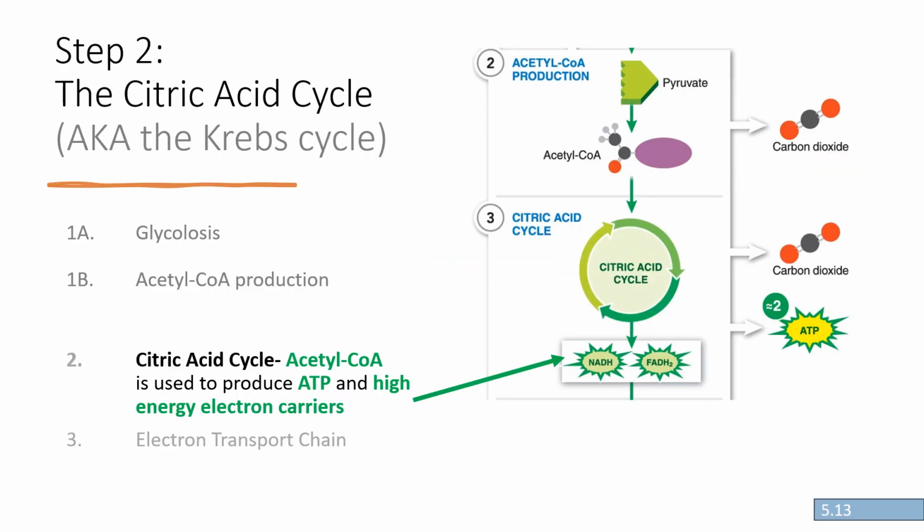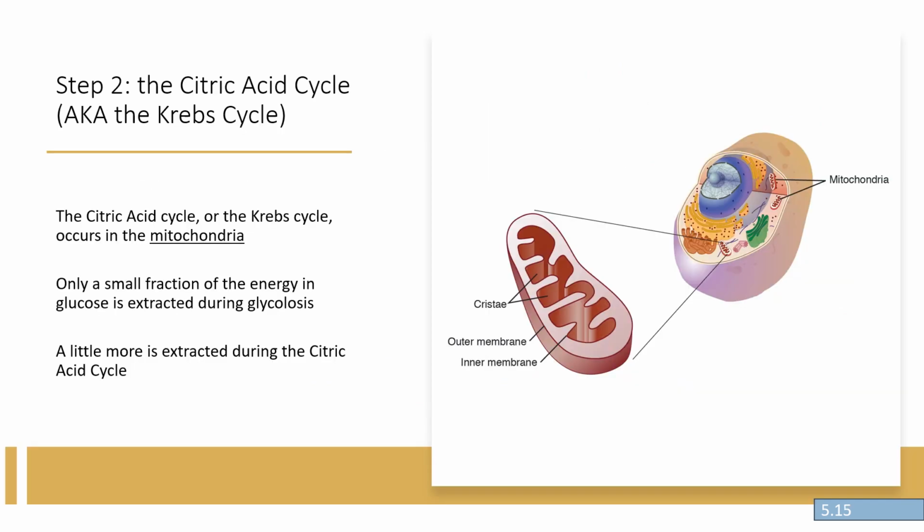Now that we've produced acetyl-CoA, we're ready to move on to the citric acid cycle. Here we will produce more ATP and some molecules called high-energy electron carriers. Again, we're still in the mitochondria. Remember, this is where cells produce most of their energy. We produced a little bit during glycolysis, but we're going to keep producing ATP in the citric acid cycle.